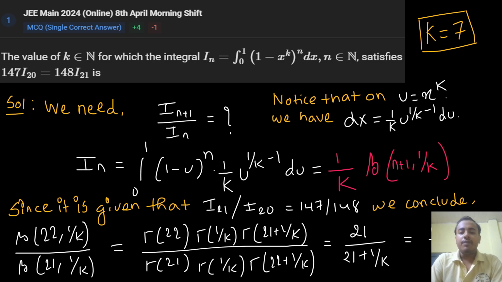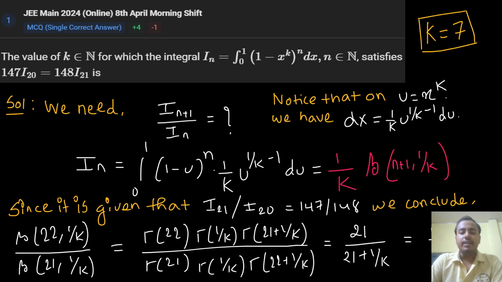Since it is given that I-21 divided by I-20 is 147 by 148, we can conclude that, since this is the value of I_k for any value of n, and there is a 1 by k which is common, when you find I-21 by I-20, the 1 by k is cut off and you simply have a bunch of gamma functions and their values regarding k.